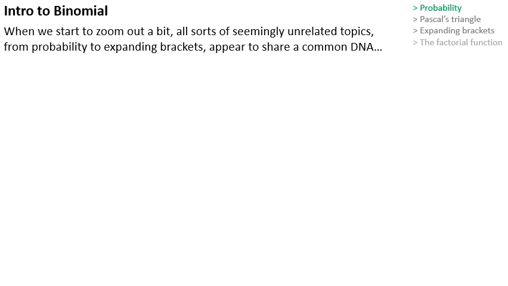When we look at binomial expansion, we're interested in what happens when you take a binomial term and you raise it to some sort of power. 3 minus 7x, all in a bracket raised to the power of 15, for instance.